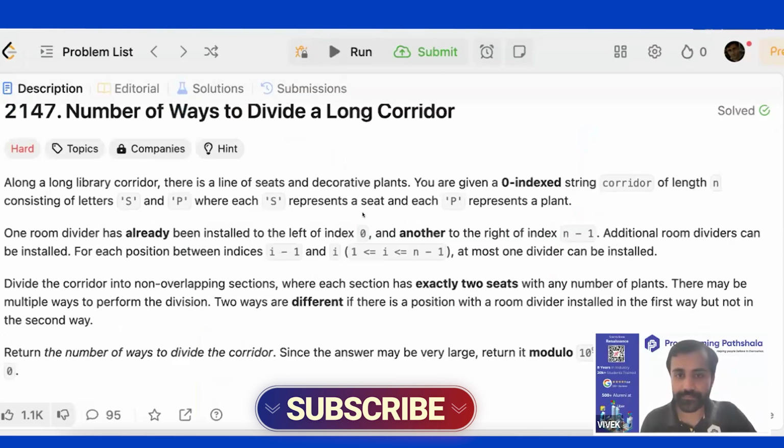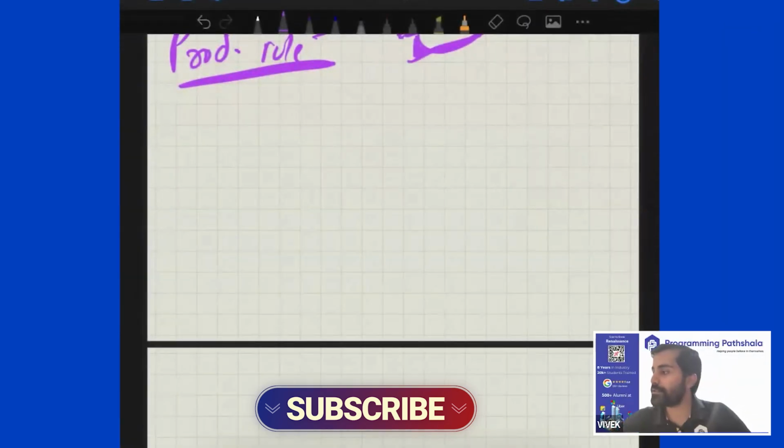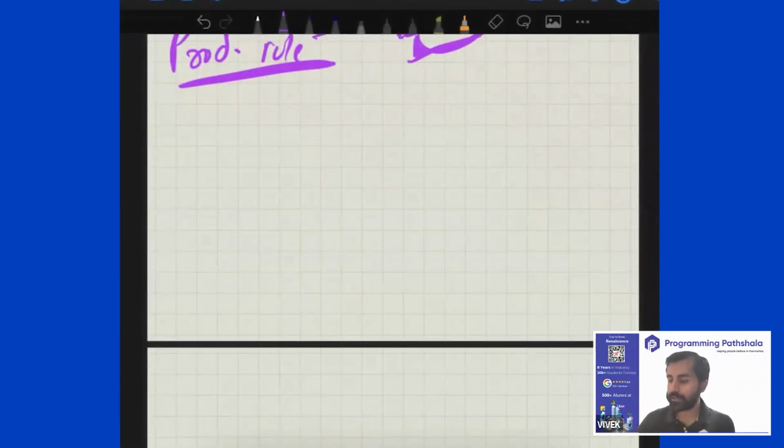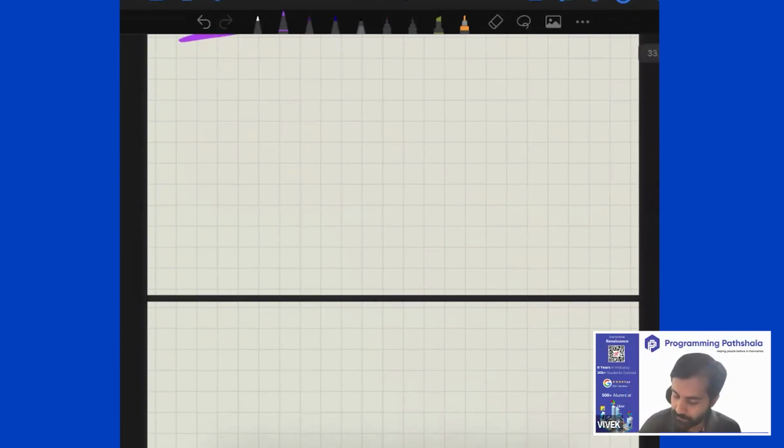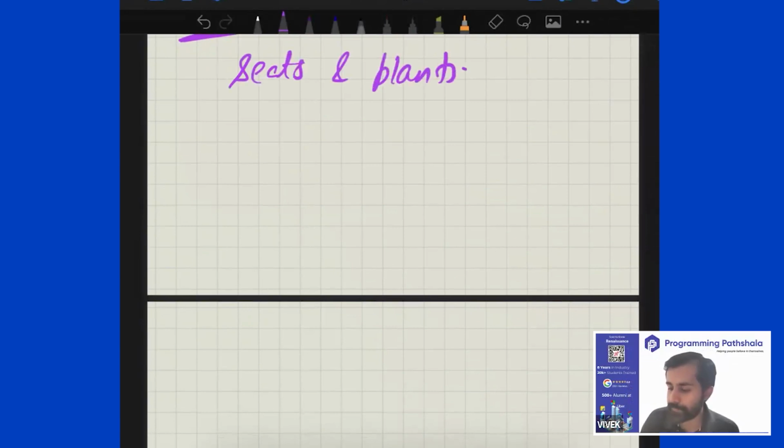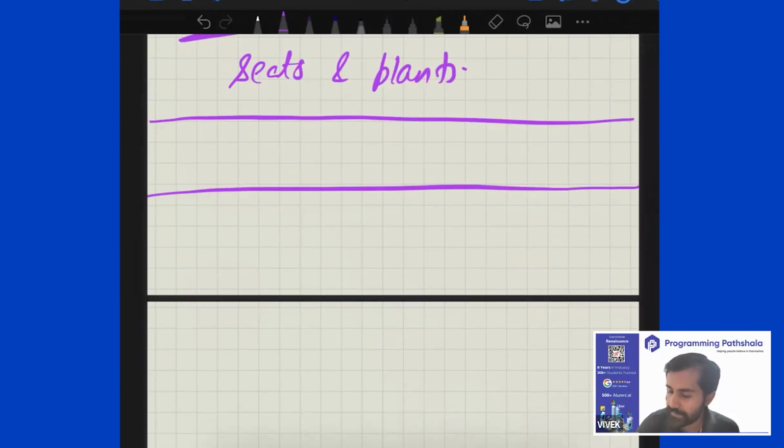So look, whether you have understood the question, whether you have read it or not, just look at my screen. I'll make it quite easy for you to understand and then we can process it. The question simply says that there are some seeds and plants. Let's say there is a long lane, and along this lane, there are some seeds and then there are some plants.